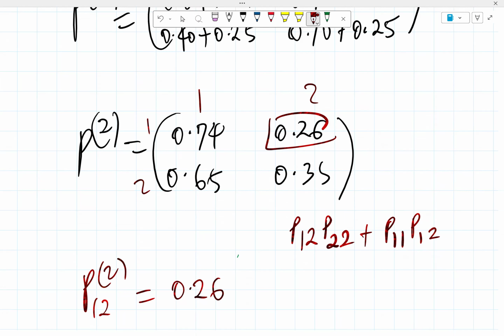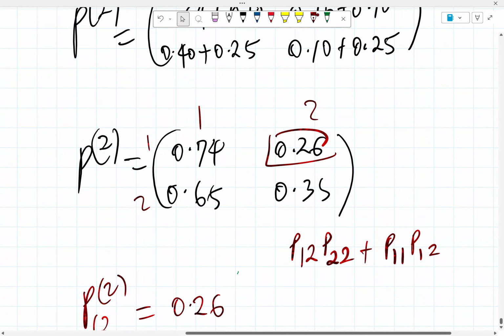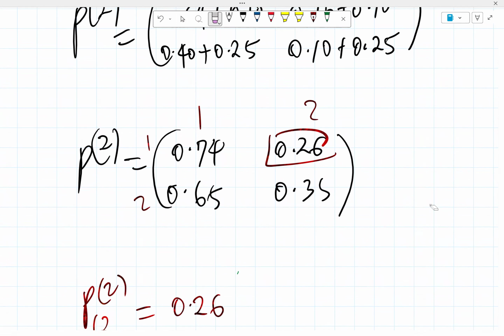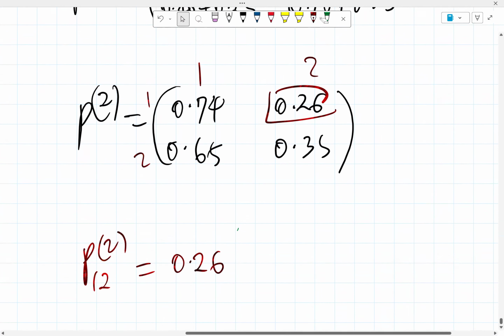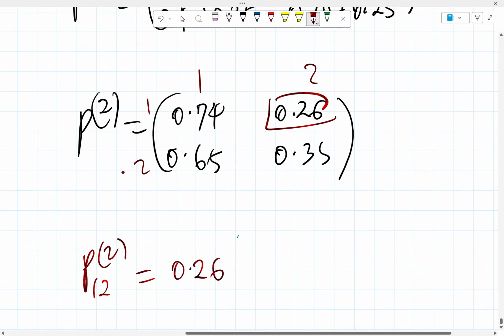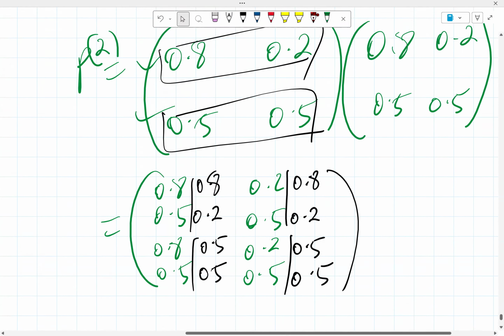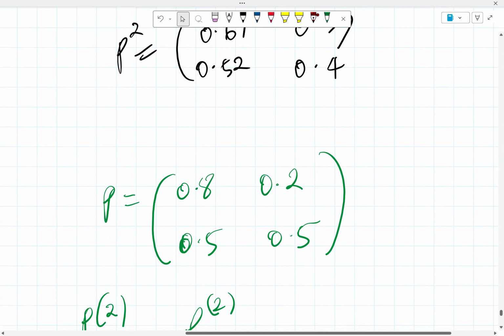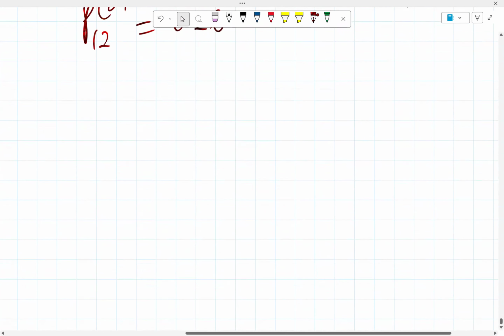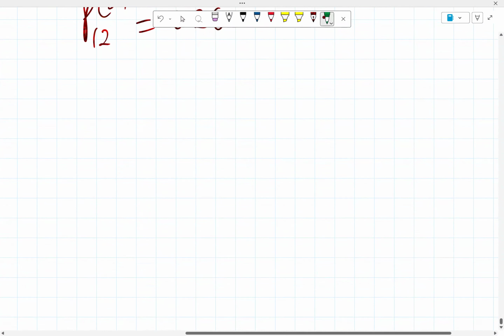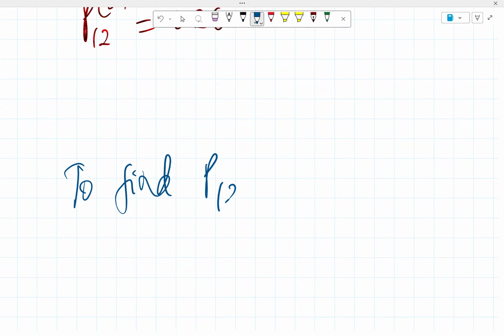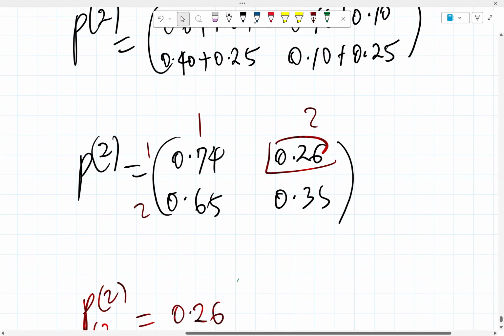So this is what we would have got, right? But what I'm trying to say is that, since you have got P2 already, you can just read P12 off from there straight and you get your results. But if you want to go the longer route, we are saying to find P12 in two steps, which we could have easily read off from here, 0.26.